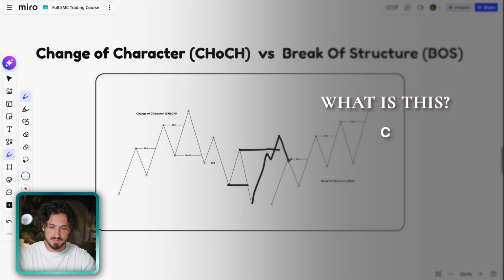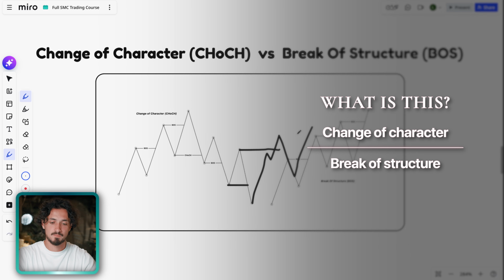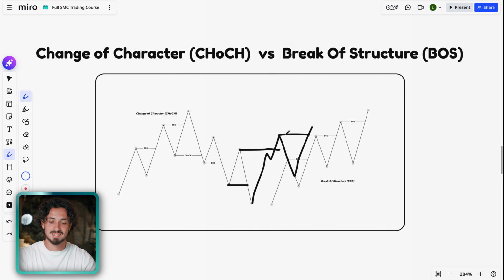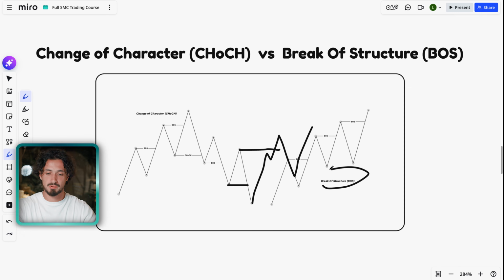Okay, now if we do this, and then this, what is this? Again, if you said break of structure, you are correct, because now we are continuing trend. We shifted bullish and we're continuing bullish. Now we're in the break of structure territory.